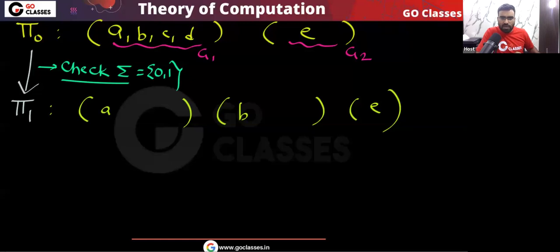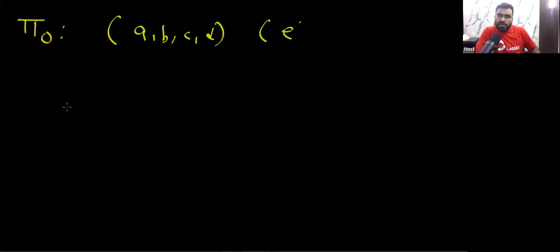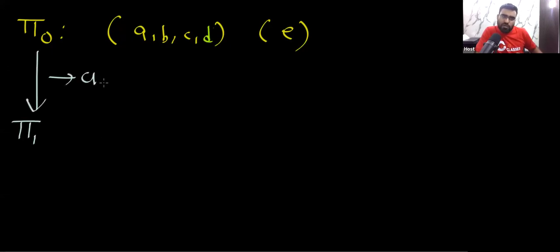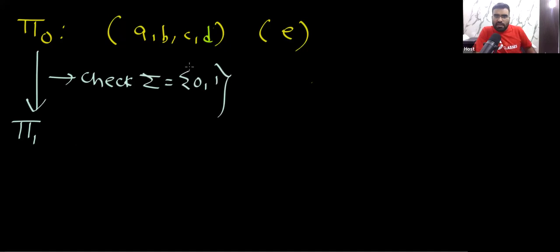Very simple point. You can easily see that your starting point is pi 0. In the pi 0, you have A, B, C, D. Now from this pi 0, we will go to pi 1. For that, what we will do? We will check only the alphabet, that is 0 comma 1. Now we are checking this state A comma B. Let's check state A comma B.